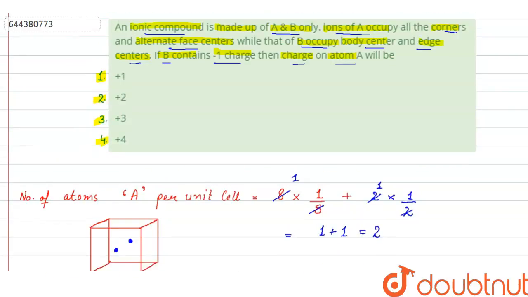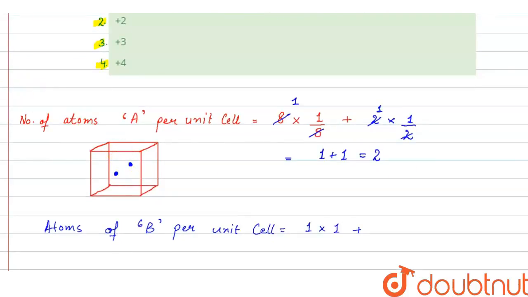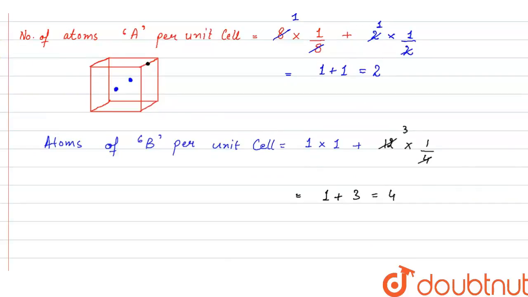Plus edge centers. B is present at edge center. Now you can see in this cube we have total 12 edges. Right. We have total 12 edges. So 12 edges, and if a particle is present at the center of an edge, it will be shared by 4 unit cells, so its contribution will be 1 by 4. So from here we get 1 plus, when this cancelled out it becomes 3, 1 plus 3 is equal to 4, right? So there are 4 atoms of B per unit cell.